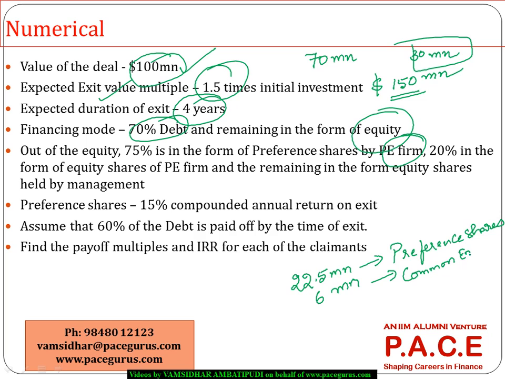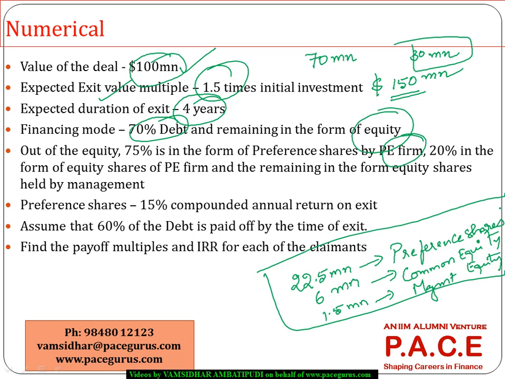So they have actually invested 28.5 million, and the remaining is in the form of equity shares. 1.5 million is typically held by the management in the form of equity. So this is how the composition of the equity works out.